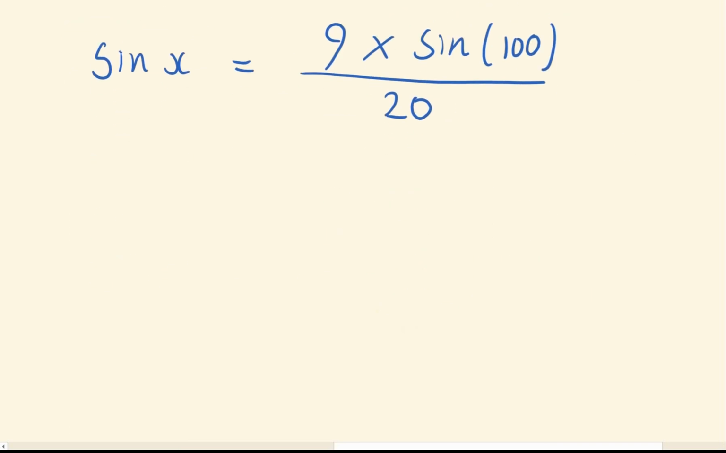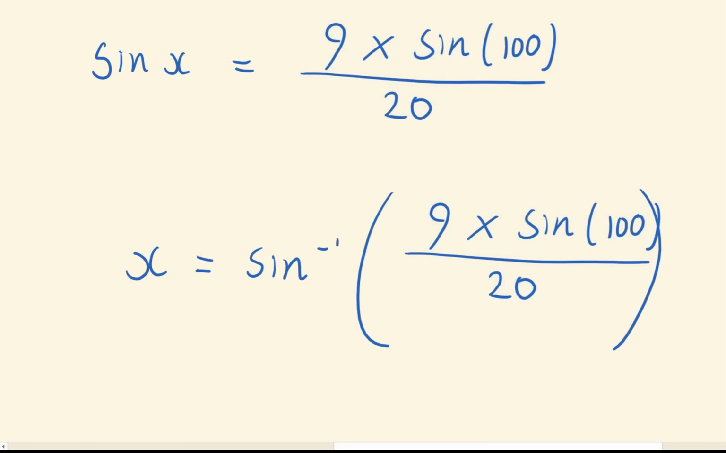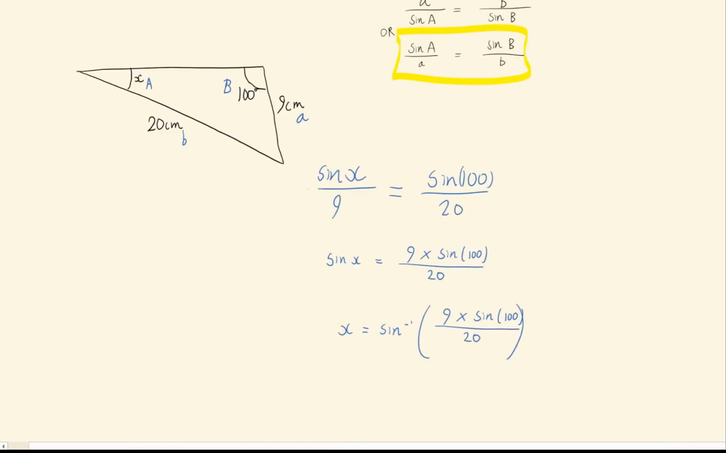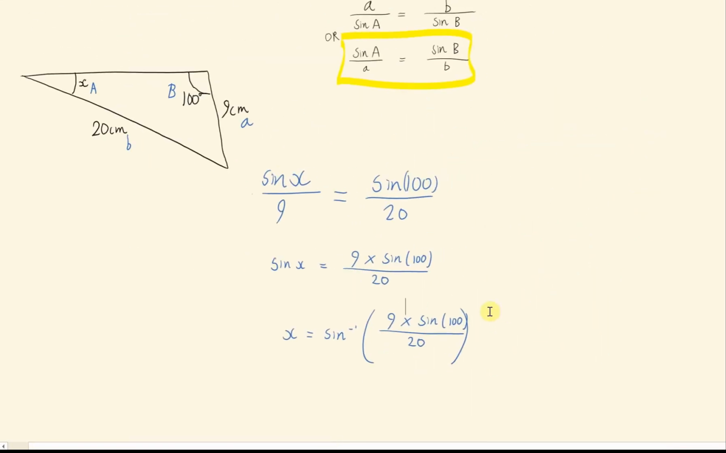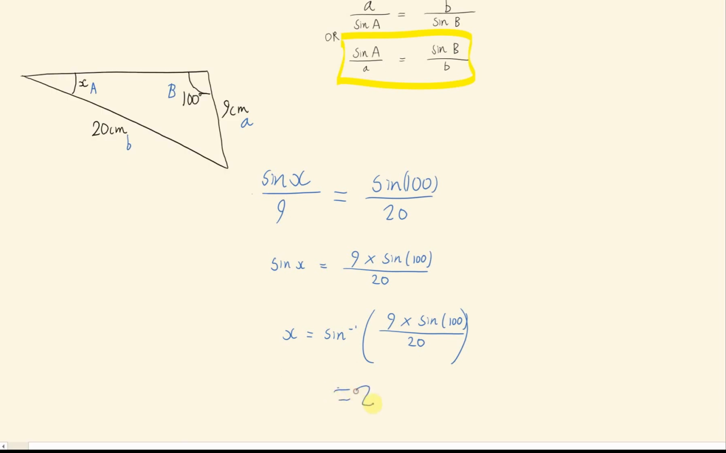Now I've got sine of x, and I want to get x by itself, and the opposite of sine is sine to the minus 1. So it's going to be sine to the minus 1 of this term here. Then again, we've done all the hard work, that's all we need to do. Like with the cosine rule, the hard work here is just remembering the formula. Then we just plug it into the calculator. So sine to the minus 1, and then put in that fraction: 9 times sine 100, all over 20. And there we go, that's our missing angle. That angle is 26.3 degrees.